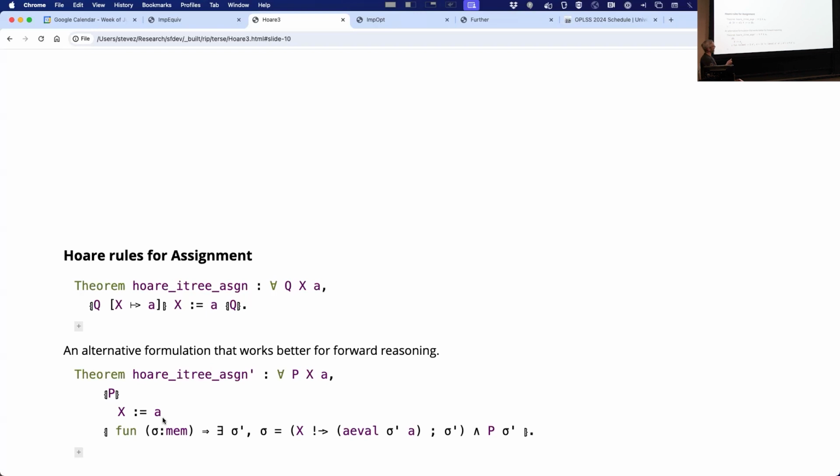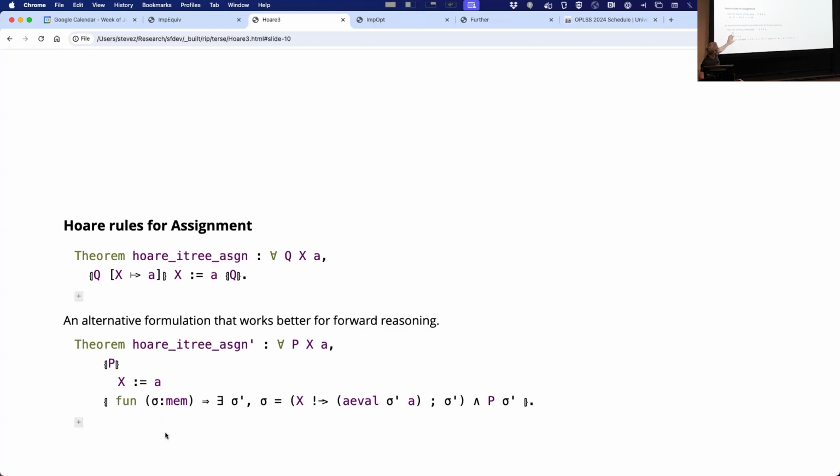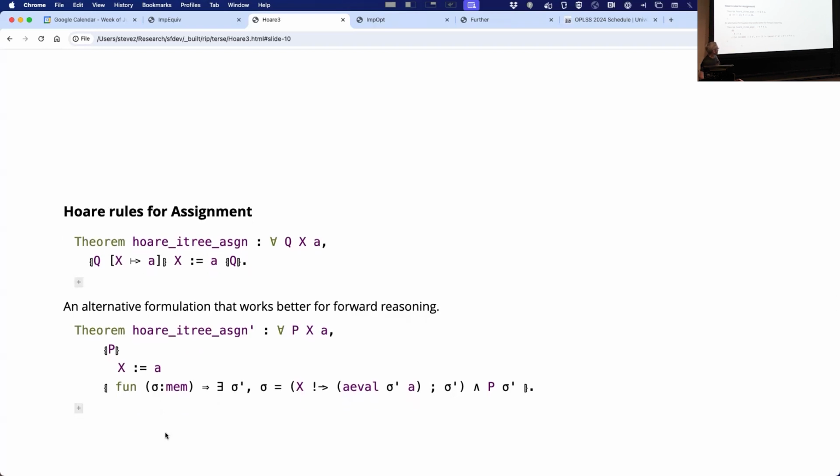So this is a way of saying that this assignment effectively modifies Q to have, we can assume that x is type A. Here's another variant that's a little bit easier for forward reasoning. So if we start in some precondition P and run the same assignment, so this is a different rule, it's also sound. Well, what does that mean?